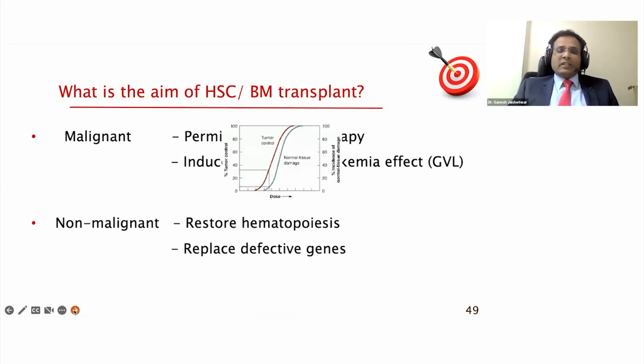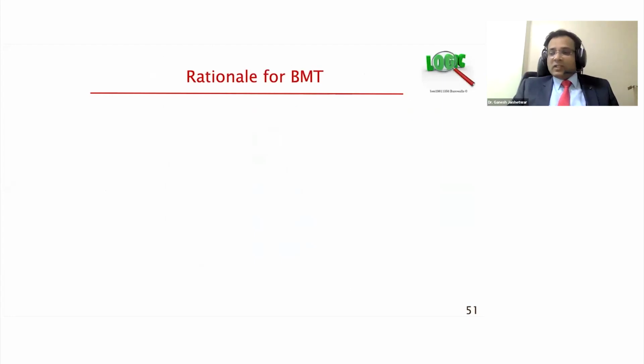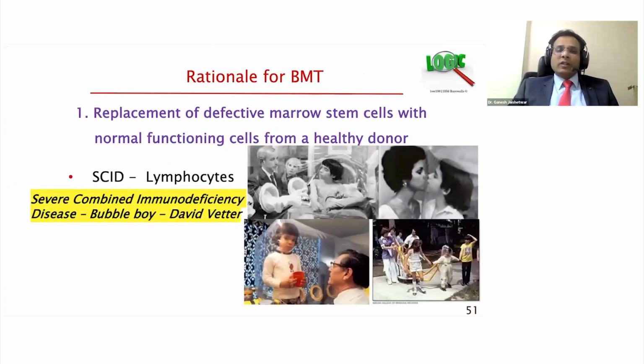the aim is to restore normal healthy hematopoiesis and to replace defective genes in cases of genetic disorders, and that is the logic. So we definitely need to think differently when we consider the rationale of bone marrow transplant. So replacement of defective marrow stem cells with normal functioning cells from a healthy donor, for example, immunodeficiency disorders like SCID, where lymphocytes are defective.